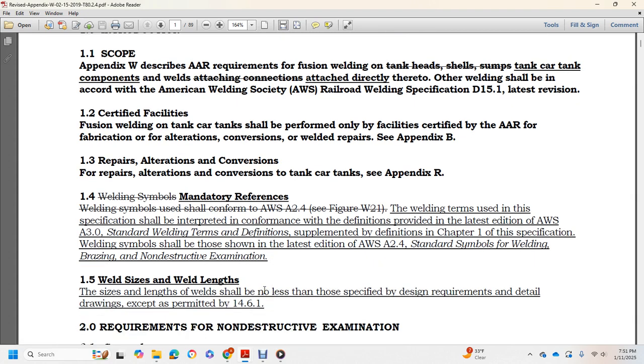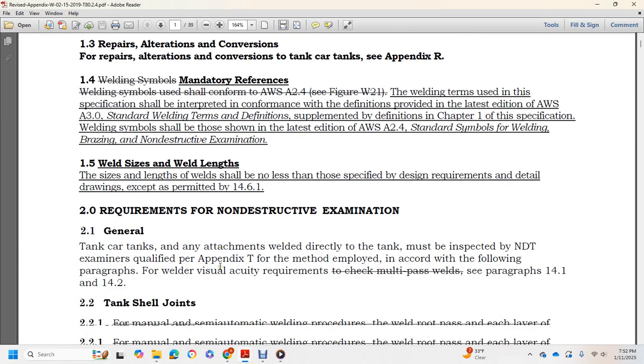1.5 Weld size and weld length. The size and length of the weld shall not be less than specified by the design requirements of the detailed drawings, except as permitted in 14.6.1.